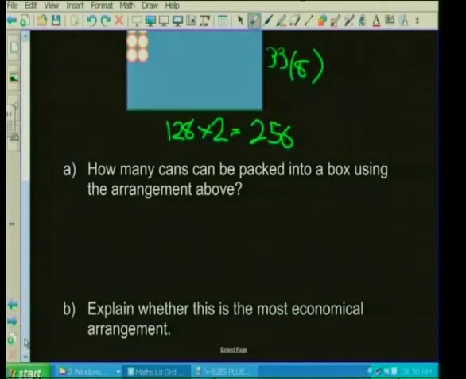The second question here, however, says explain whether this is the most economical arrangement. Now you might say, well, surely that's the best way to pack the cans. We've ordered them nicely. They're in nice, neat rows across the box. Could I pack these cans in a different way? And when they use the word economical, what they're saying is, is there a way that I could save some space and rearrange my cans in a way that will give me more cans in a box?